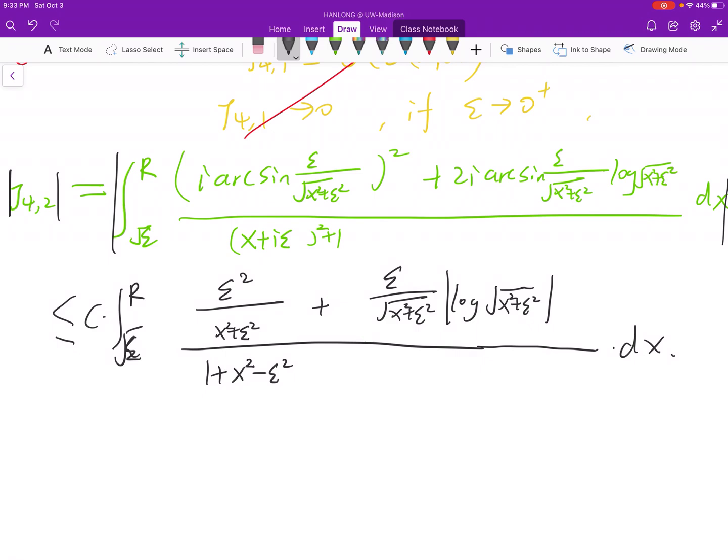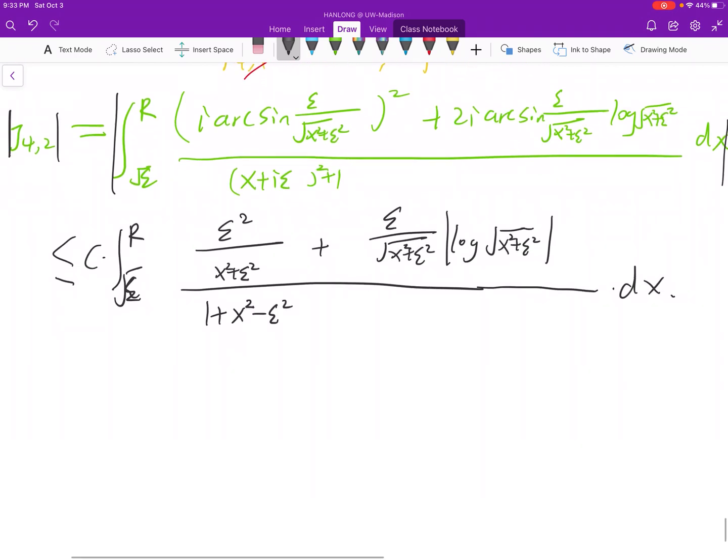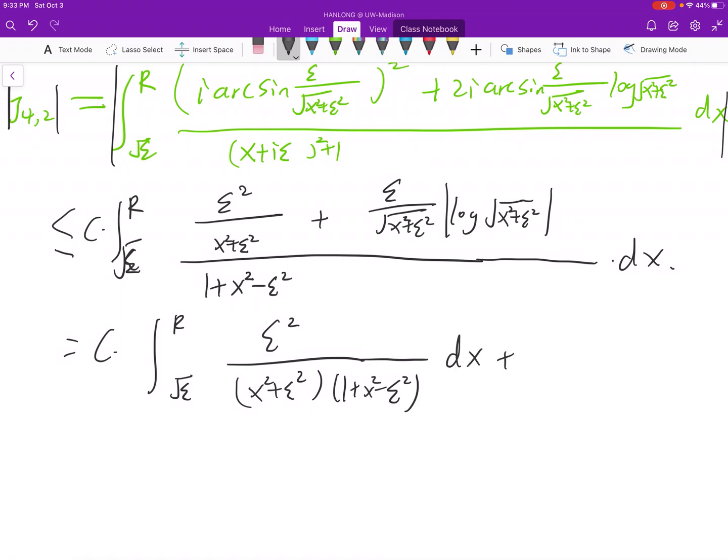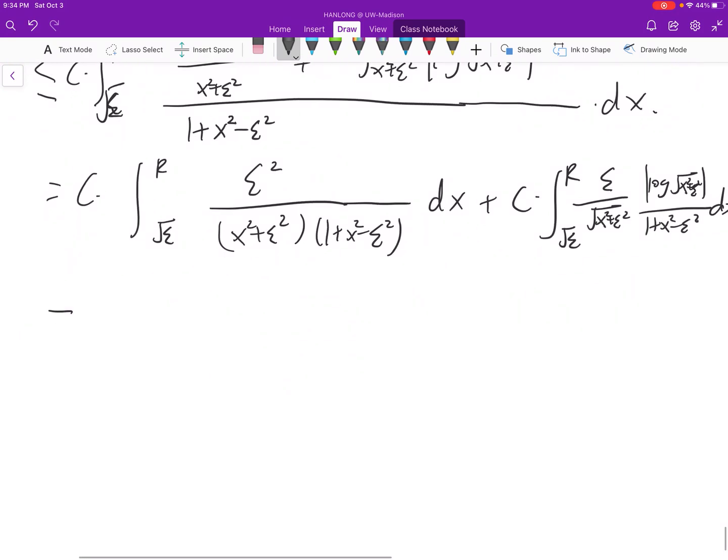Okay, now for the first part, we separate into two parts: constant square root epsilon r epsilon square x squared plus epsilon square over 1 plus x squared minus epsilon square dx, plus c times square root epsilon to r epsilon divided by square root x squared plus epsilon square, times log square root x squared plus epsilon square absolute value divided by 1 plus x squared minus epsilon square dx. Okay, then let's integrate this part.